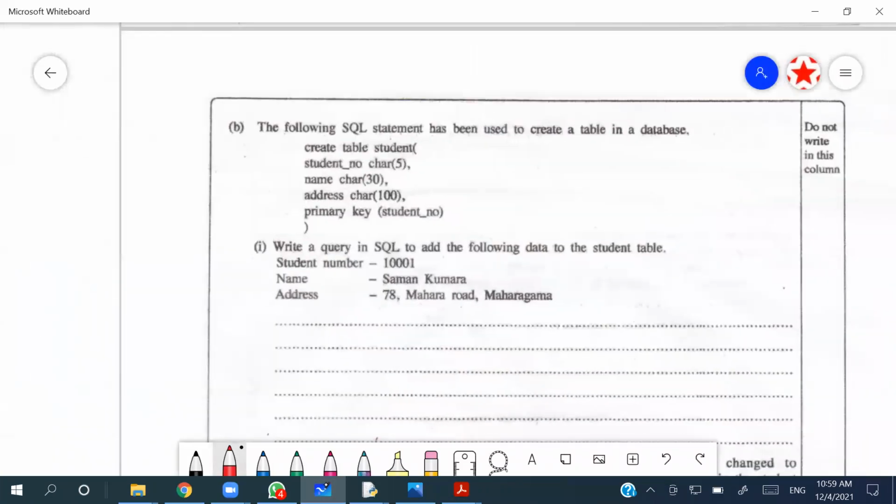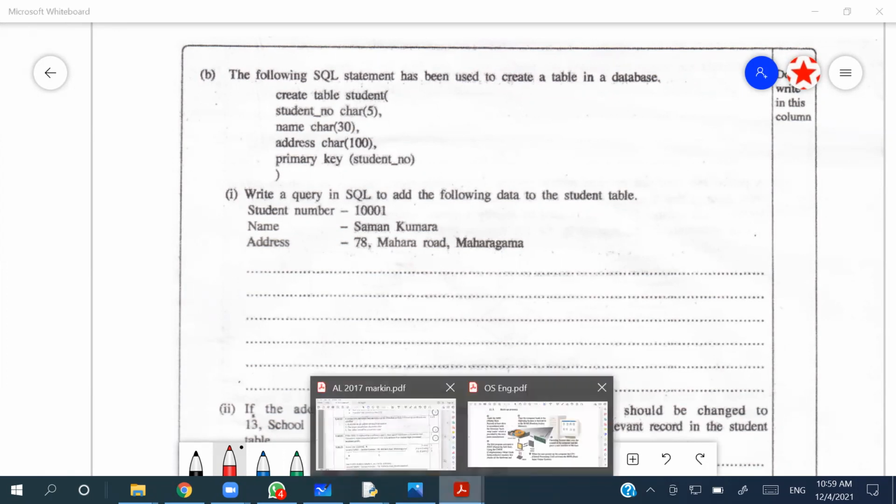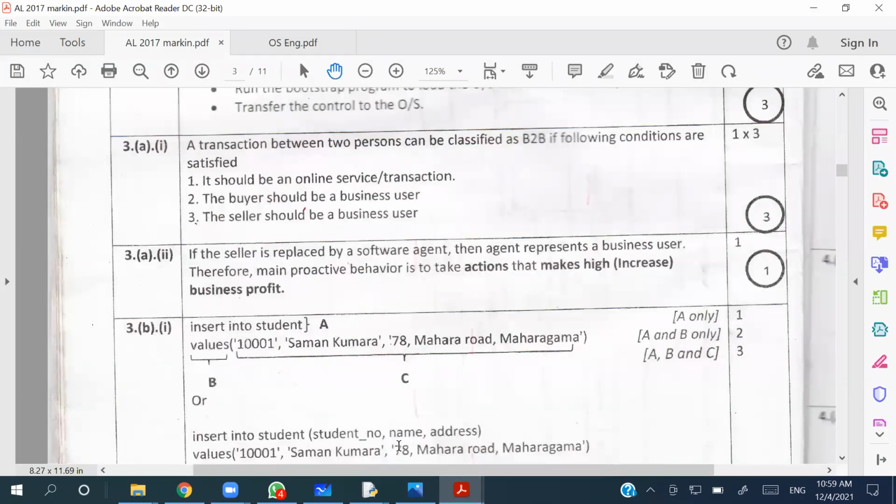Right, so they have given a particular create table statement. What they are asking is to write a SQL query to add the following data to the student table. So student number is this, name is this, and the address is this, right? So how are we going to write it? Insert into student. So insert into, two keywords, student, the table name. If that is there, 1 mark can be given.